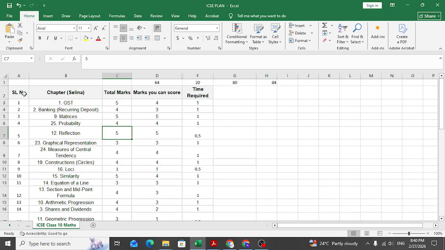Measures of central tendency, just a continuation topic. You have to find mode, then mean, median. Questions will come. 4 out of 4 you can score.